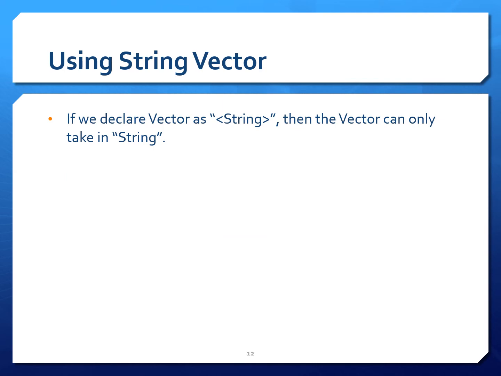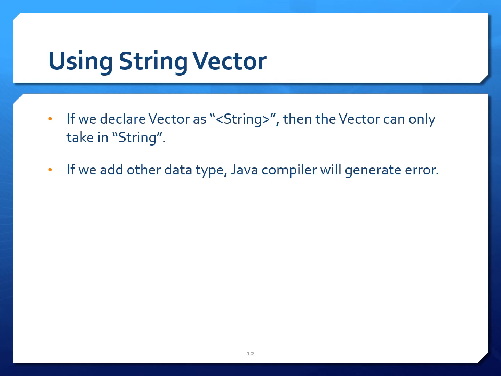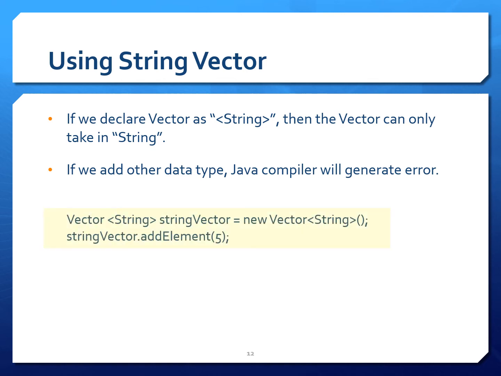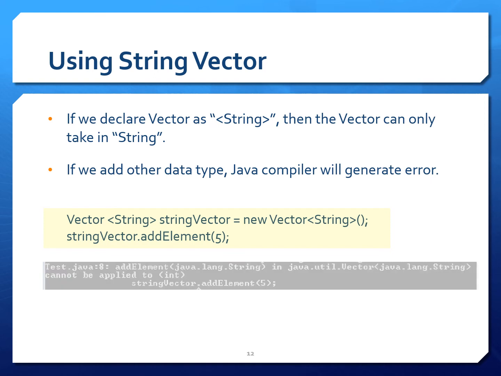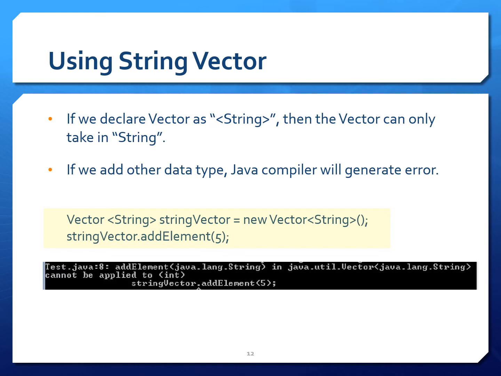If we declare vector as a string vector, then the vector can only take in string. If we add other data type variable into the vector, Java compiler will generate error. For example, we declare this vector as a string vector, and we try to add in an integer into the string vector. This will generate a compilation error.